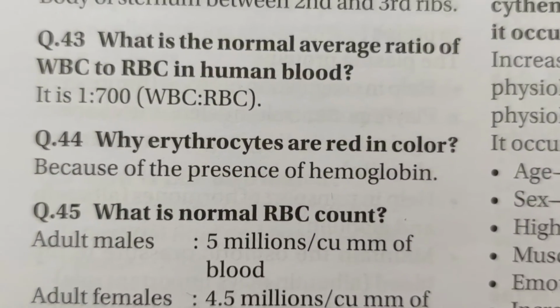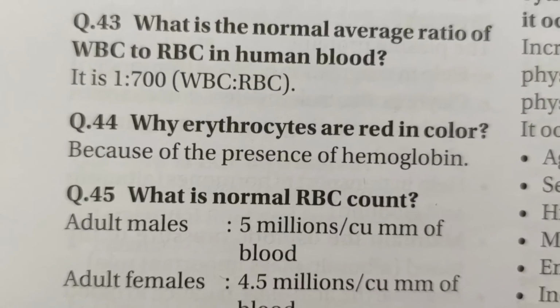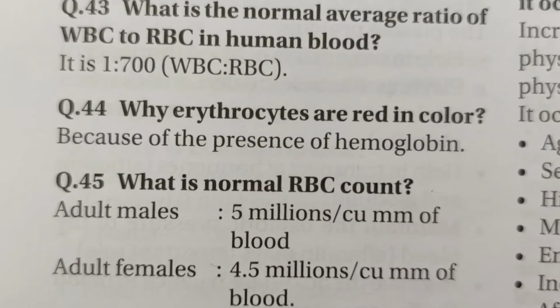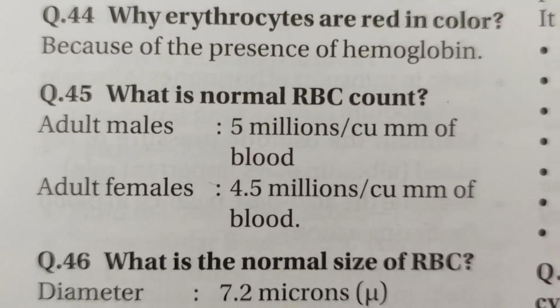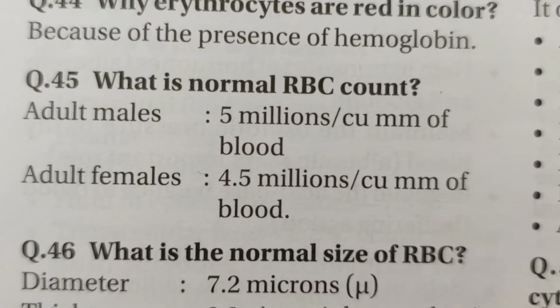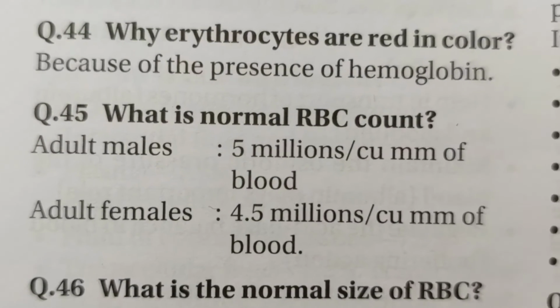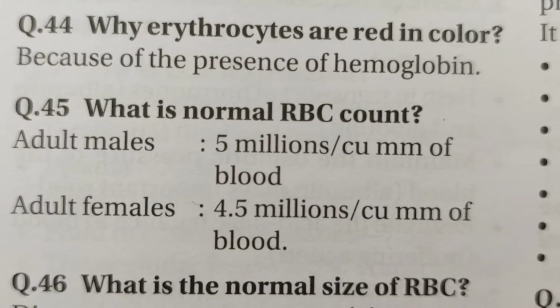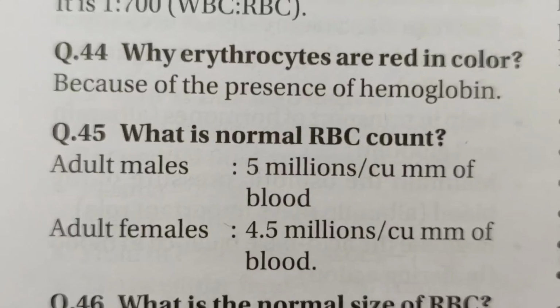What is the normal average ratio of WBC to RBC in human blood? It is 1:700. What is the normal RBC count? In adult males, it is 5 million per cubic millimeter of blood. In adult females, it is 4.5 million per cubic millimeter of blood.